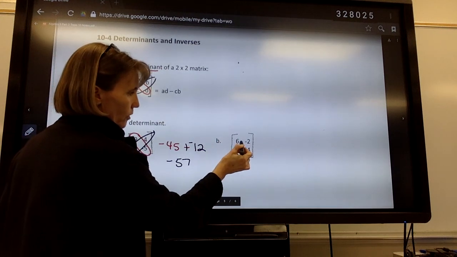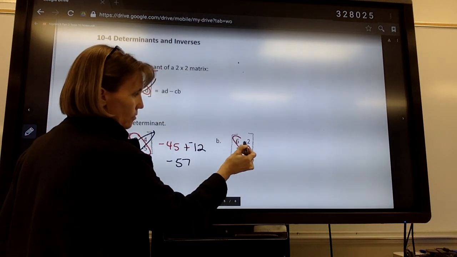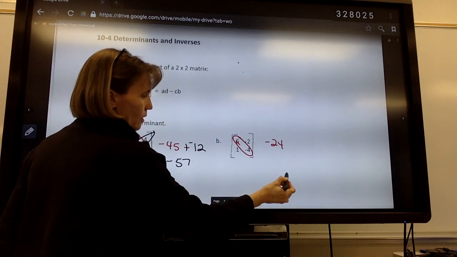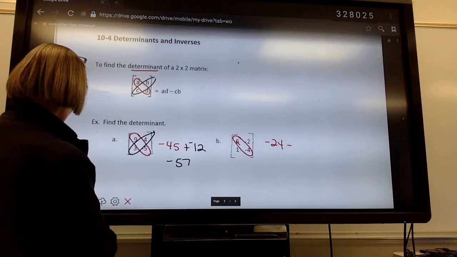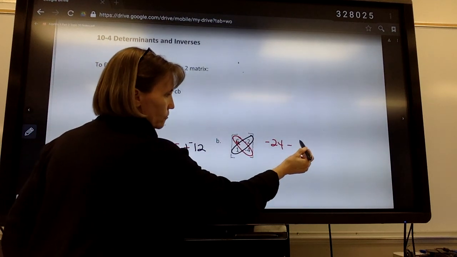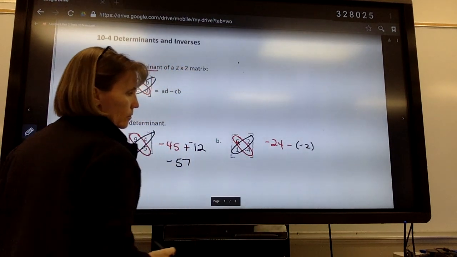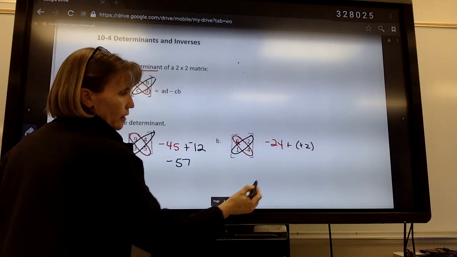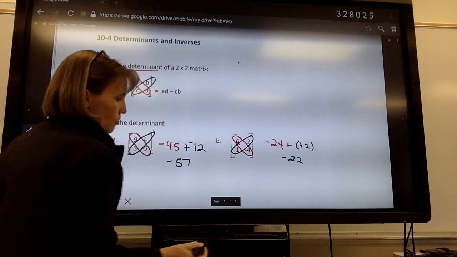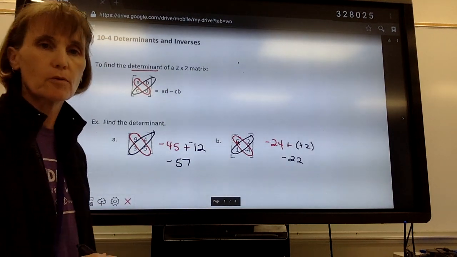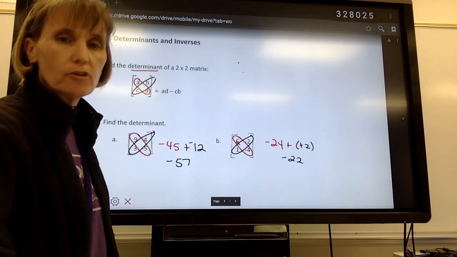Okay, for letter B, I'm going to take this diagonal, 6 times negative 4, would be a negative 24. And I'm going to subtract 1 times negative 2. I do leave, change, change, and I get a negative 22. So my determinant value is negative 22. Okay, that's very simple. That's how you find the determinant of a 2 by 2 matrix.